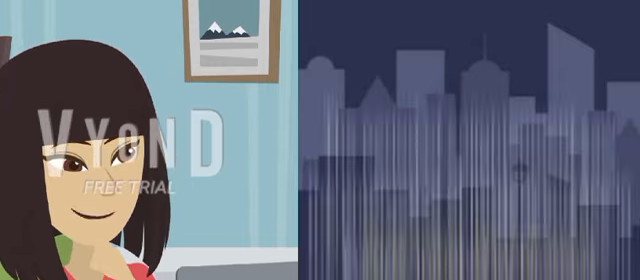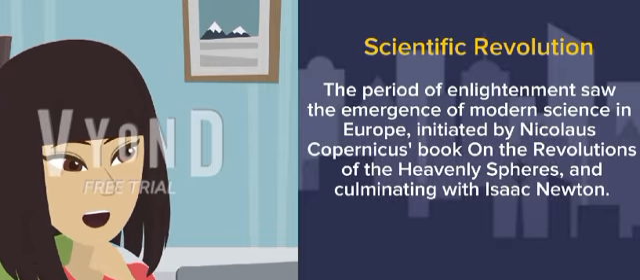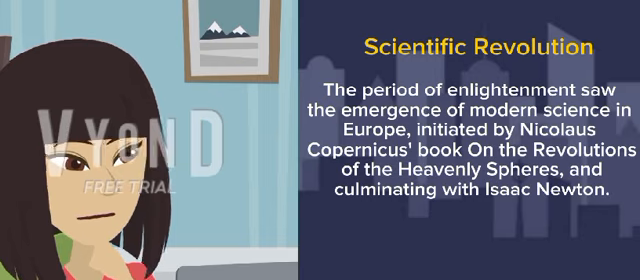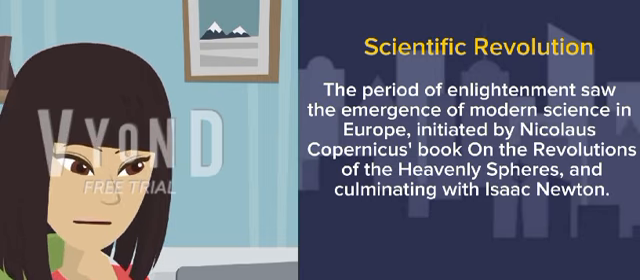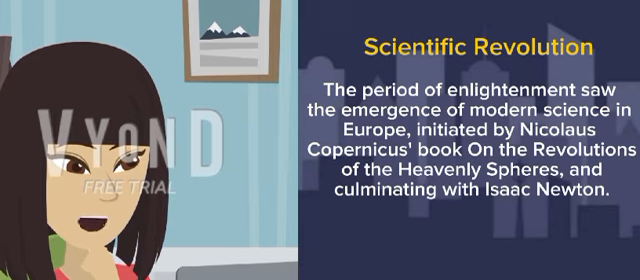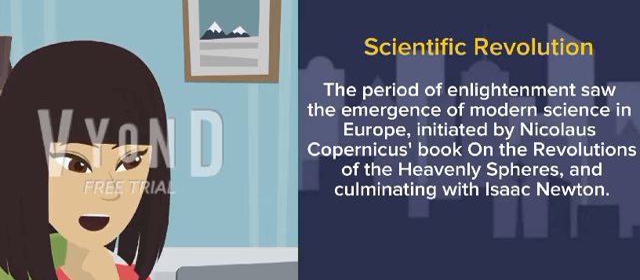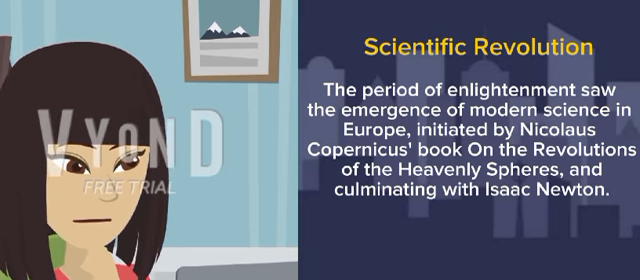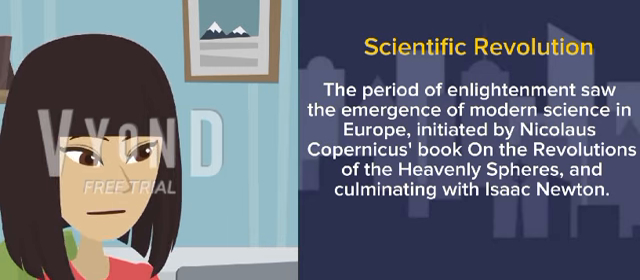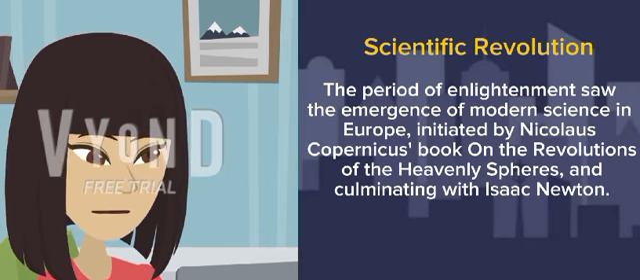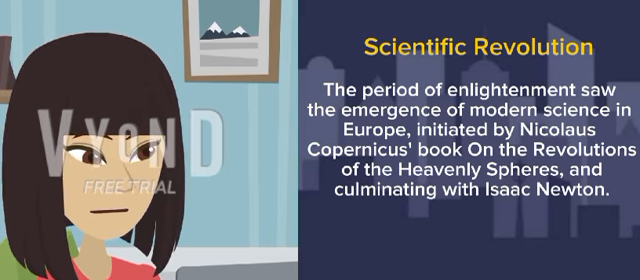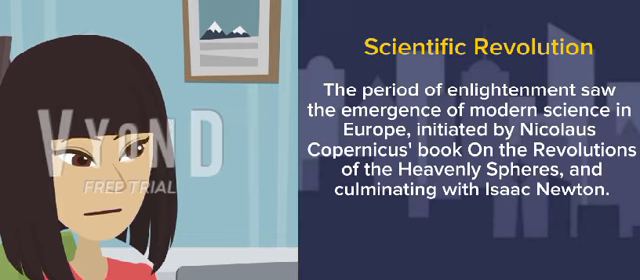Then, let's talk about the scientific revolution. It was the period of enlightenment when the development in the fields of science and mathematics transformed the views of society about nature. It explained the emergence of modern science. This took place in Europe, which was started by the publication of Nicolaus Copernicus' book on the revolution of heavenly spheres and ended up with Isaac Newton. So we will start with the publication of the book of Nicolaus Copernicus.